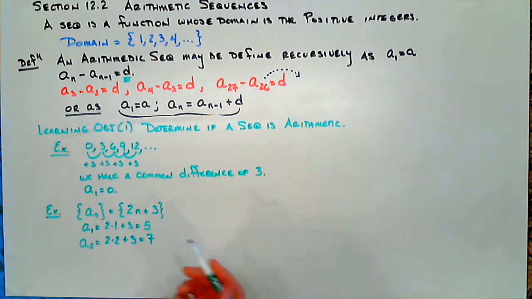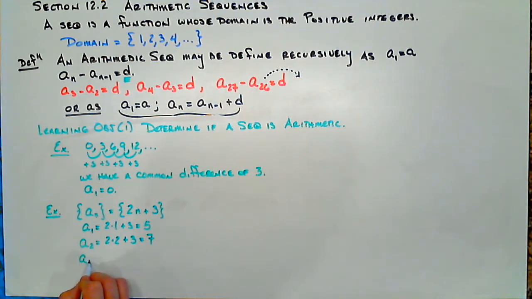Right? Now, we can't stop right here and say, oh, I've got a common difference. We don't have enough terms. All we know is these two differ by 2. So what's A sub 3 going to be? Well, A sub 3 is going to be 2 times 3 plus 3. That's 6 plus 3, that's 9. It's looking pretty good right now. If we try one more, A sub 4, what's A sub 4 going to be? Well, A sub 4 is going to be 2 times 4 plus 3. That's 8 plus 3, that's 11.